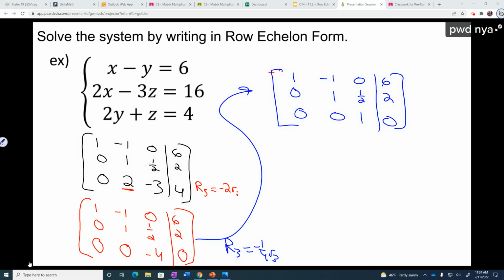So now we're going to rewrite the equations, the whole system here. We've got x minus y. There's no z, so we don't write anything. It's x minus y equals 6. Here we don't have an x, we just have y plus a half z, which equals 2. And here we just have 1z, so z equals 0. So we've got z.